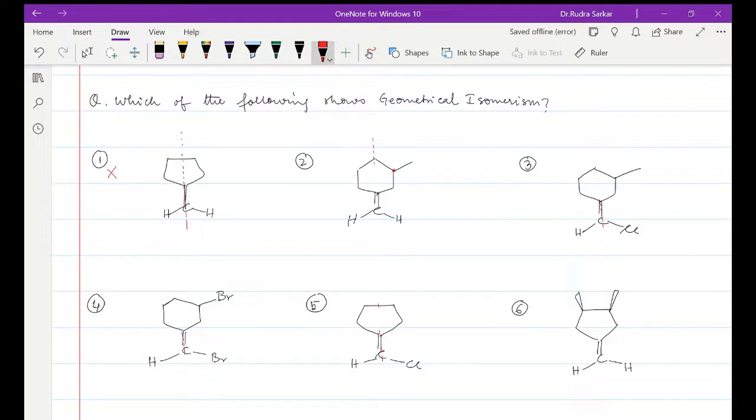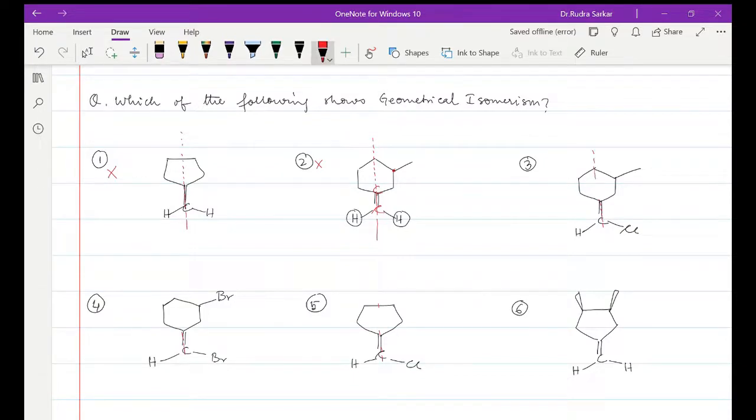For the next molecule, again we can draw a line like this, and we can see for the carbon that I have drawn just now, the right hand half is not equal to the left hand half, but for the carbon below, which is this one, hydrogen is equal to this atom over here, which is also a hydrogen. So we will say no GI possible.